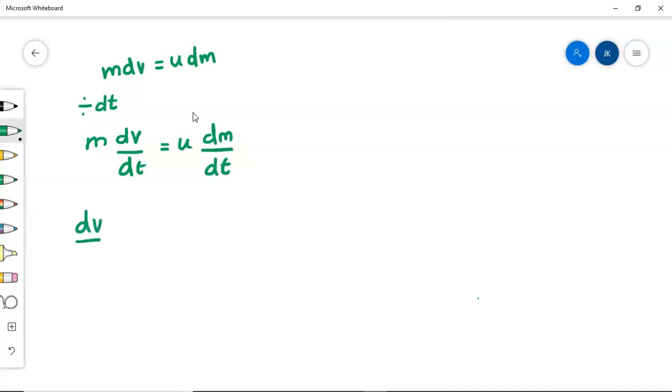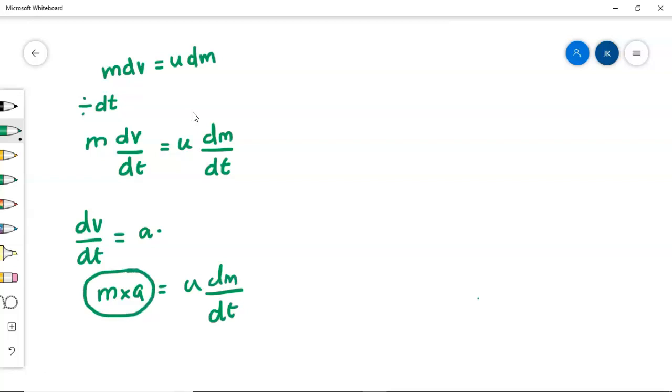So dv by dt, the rate of change in velocity, is acceleration. So we can write acceleration is equal to u dm by dt. According to Newton's second law, mass times acceleration is the force, so the force, the thrust, is equal to u dm by dt.